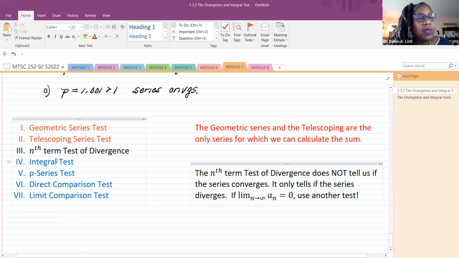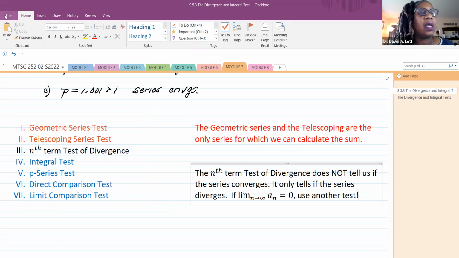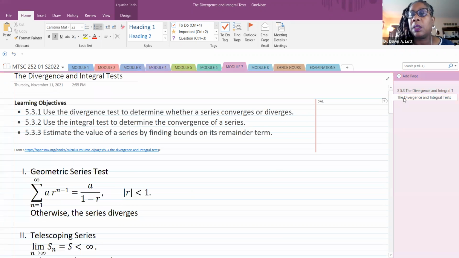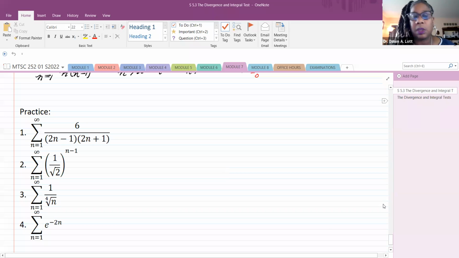Next, we've done the integral test and the P-series test. The next two tests coming up are the direct comparison test and the limit comparison test. And all of these tests actually do tell us whether or not the series converges. Okay, so we have a little time, but I don't want to go too far. Like I said, I don't want to be too far ahead of the other class, trying to keep y'all at the same place. So let's do some practice.